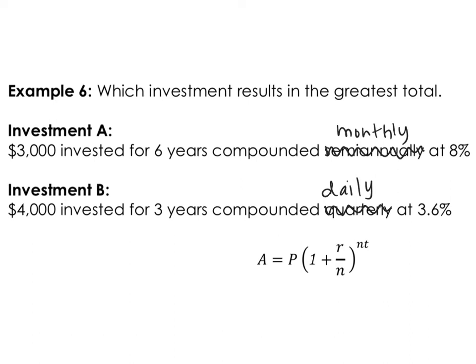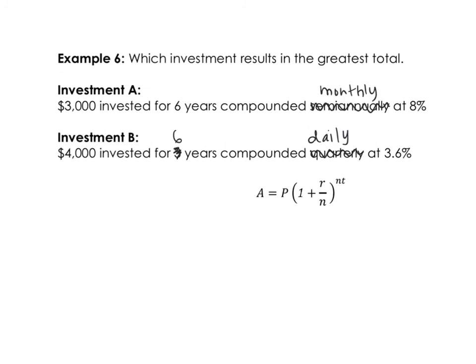And again, if you're looking at investment A and investment B in this one, they're at different times, 6 years and 3 years. And we just talked about, in order to really make these comparable, we need to know what they're both looking like at the same amount of time. So let's change this investment B to 6 years and see what happens when they're both at 6 years. So let's look at investment A first.